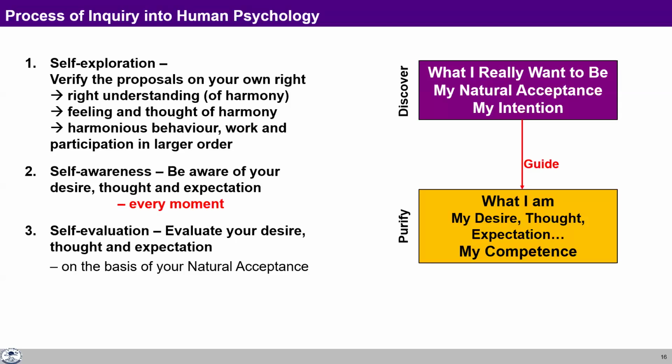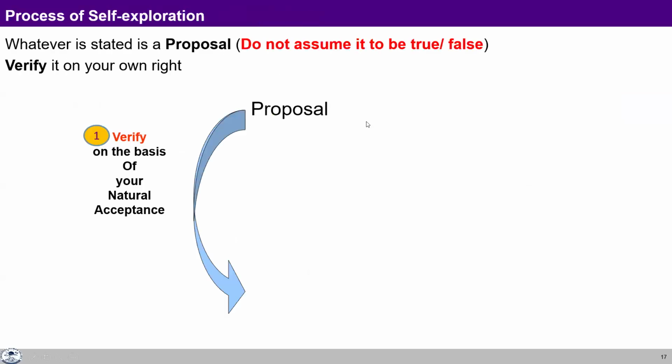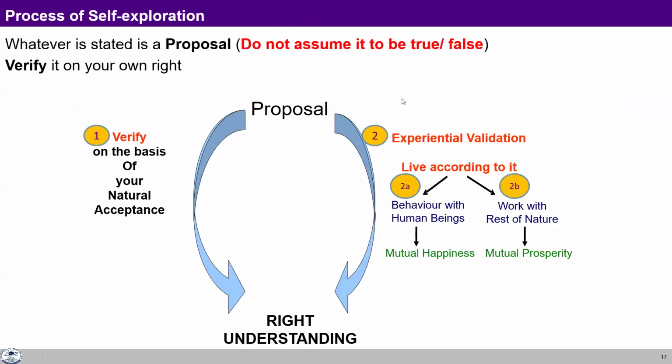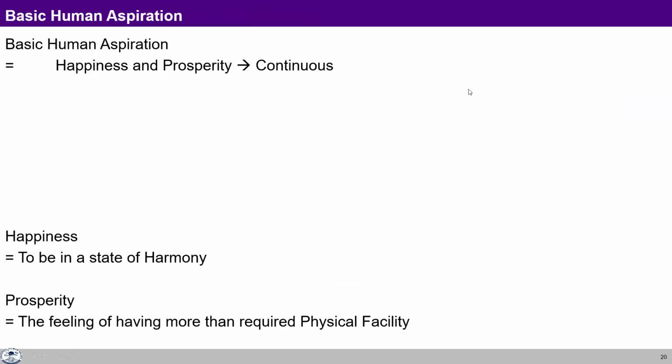So, in light of the proposal, that is to say the natural acceptance, and being aware of oneself every moment, we can evaluate our desire, thought, and expectation so that my present state of self gets purified, having guidance from my innate nature. So, we are acquainted with this process. I will not elaborate upon it. We are, of course, acquainted with the diagram, I suppose. Okay, nothing to explain here.